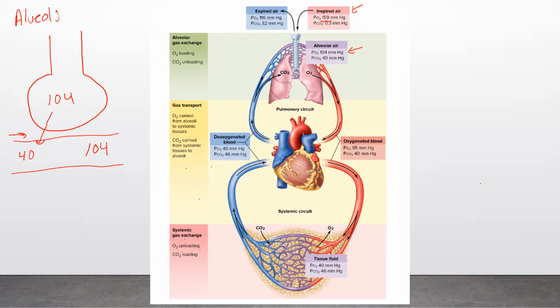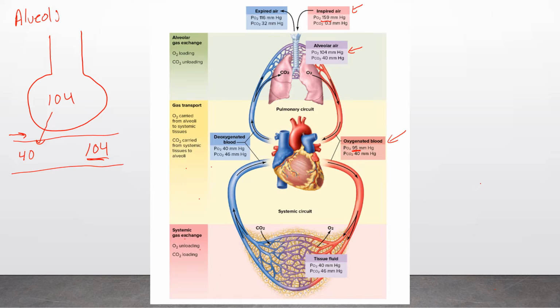So therefore, we're going to continually add more and more oxygen to the blood as it's going through the capillary, and it'll equilibrate with what's in the alveoli at 104. So back and look at the cartoon here, you'll see that the oxygenated blood over here, now they're saying it's about 95 millimeters of mercury, not exactly 104.